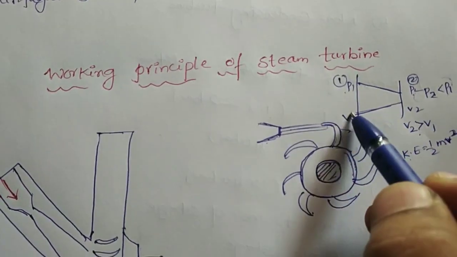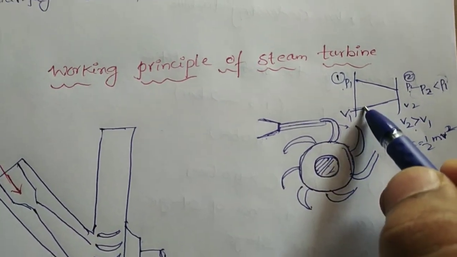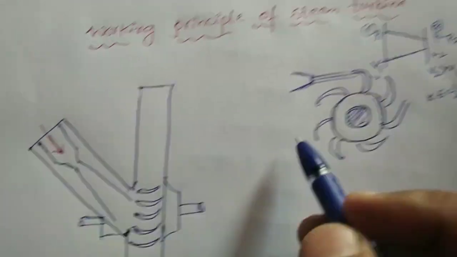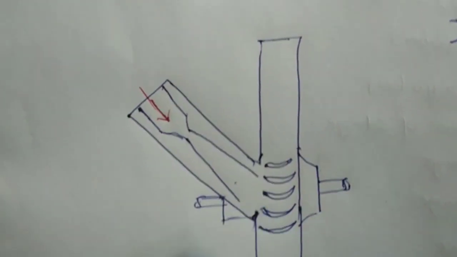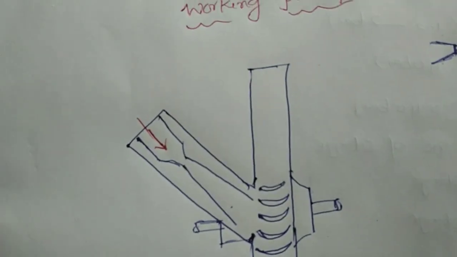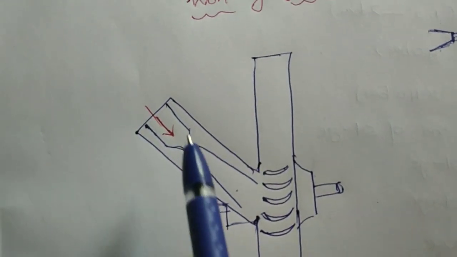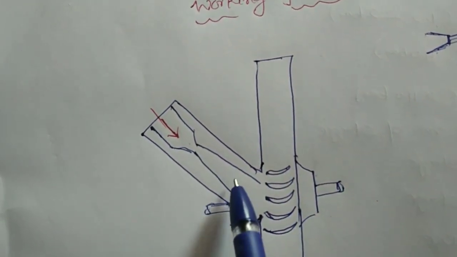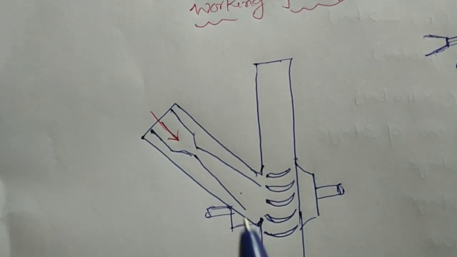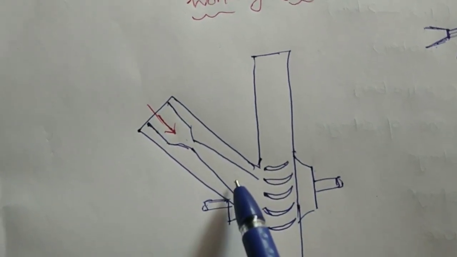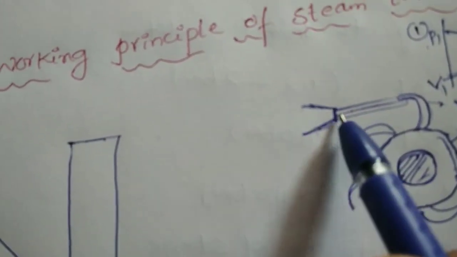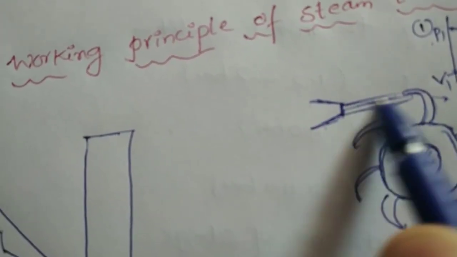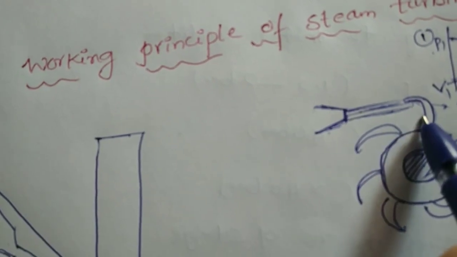A nozzle increases the velocity of the steam that is coming. Now this is a convergent divergent nozzle. We use a convergent divergent nozzle because more expansion takes place. With more expansion, more pressure energy decreases and high velocity is obtained. This high velocity jet of steam from the nozzle comes and touches the blades.